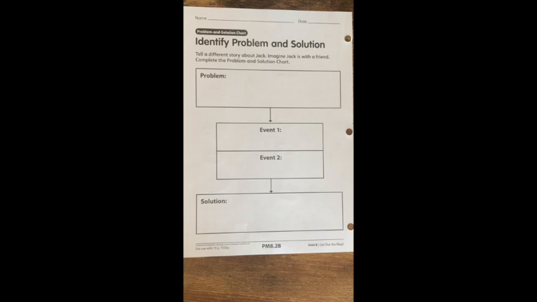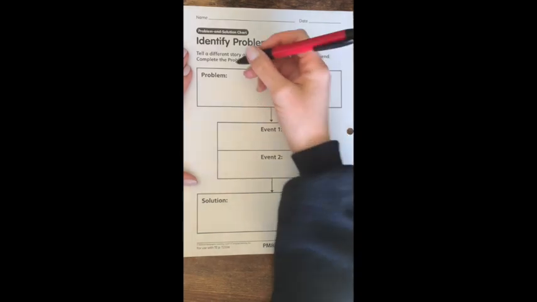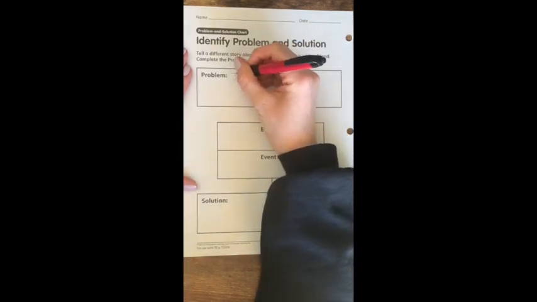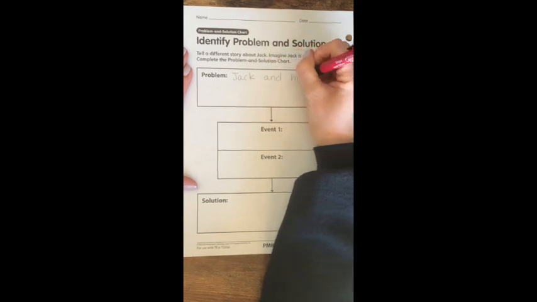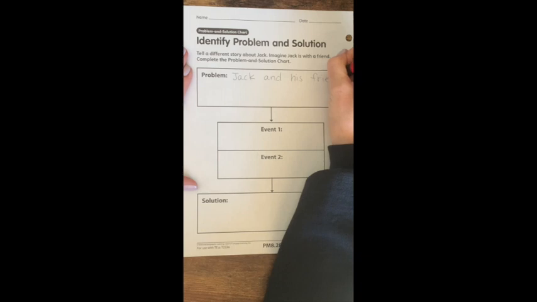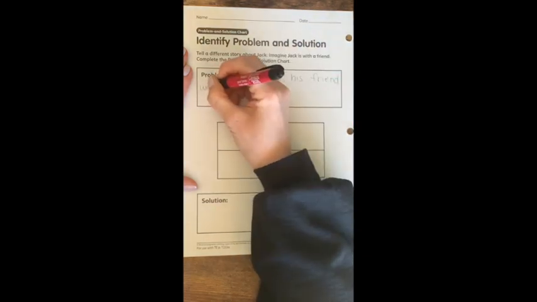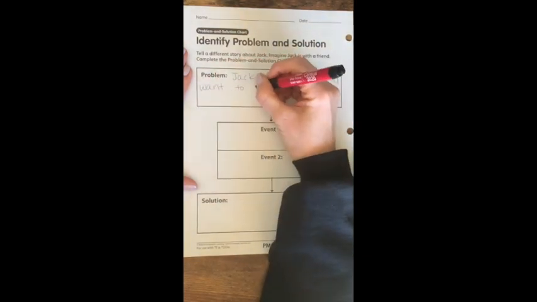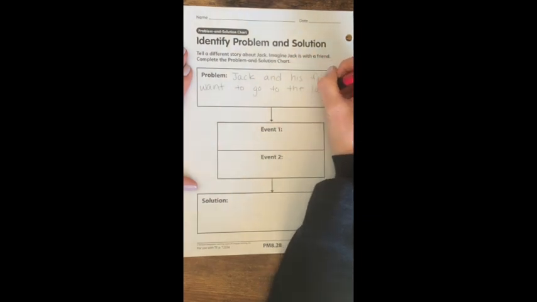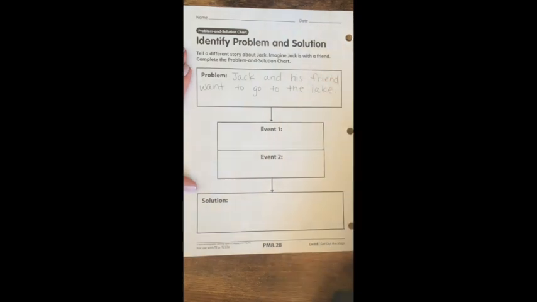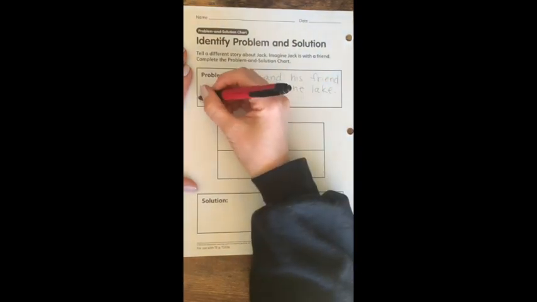So we're going to change things a little bit. We're going to imagine that Jack is with a friend, and we're going to come up with our own problem and solution. So let's see. I'm going to say that Jack's problem is, Jack and his friend want to go to the lake. But they don't know where it is.